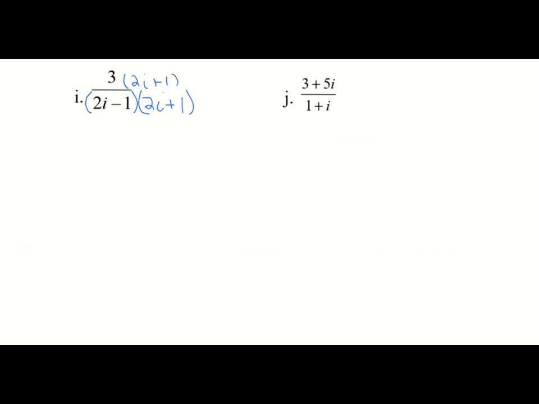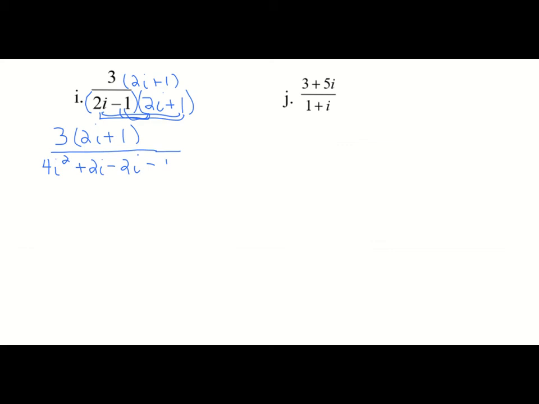Now, I am going to leave the top as it is right now. We will probably need to distribute later, but for now, I'm going to just leave it as is and work on foiling that bottom. So 2i times 2i will give me 4i squared. 2i times 1 will give me plus 2i. Negative 1 times 2i will be negative 2i. And then negative 1 times positive 1 will give me a negative 1.